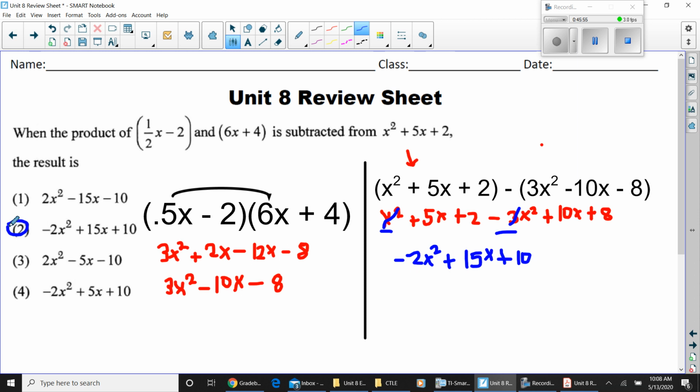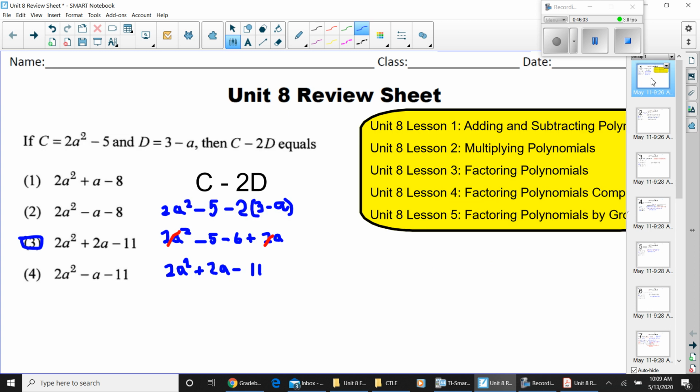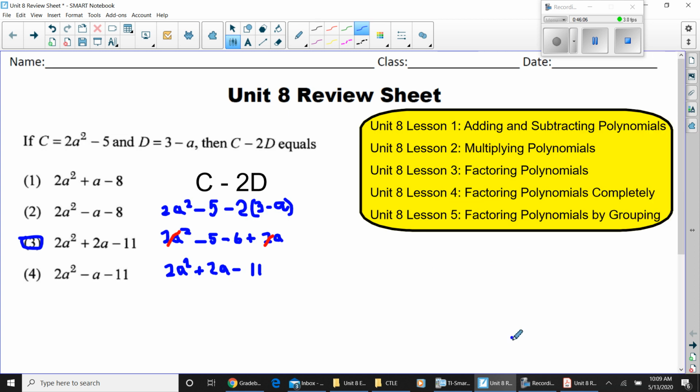All right, hopefully that video helped you out with all of the topics. Remember, everything that this covered is basically here on the first sheet that I put, lesson 1 through lesson 5, all with polynomials: adding, subtracting, multiplying, and factoring polynomials completely, recognizing the difference of squares, all very important.